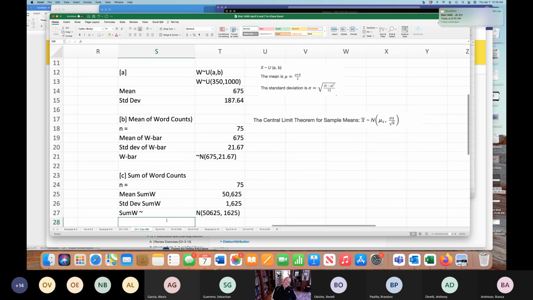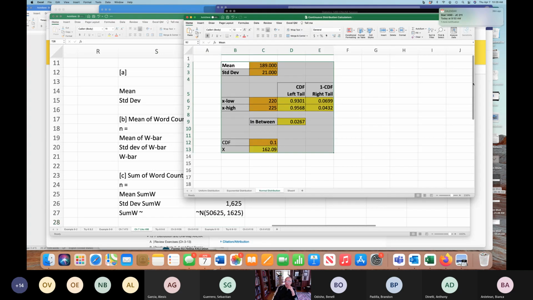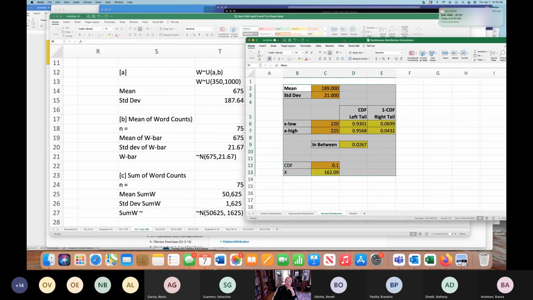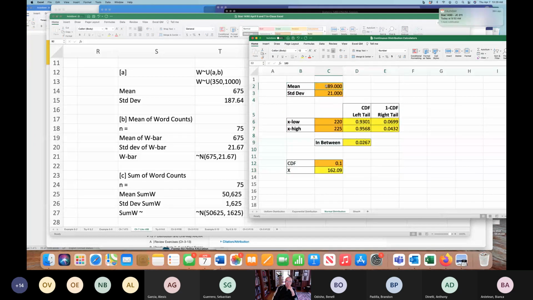Now, if I ask questions about the sum of the length of all the 75 papers or the average of 75 papers, I could use either one of these two distributions. I could go here and put those averages in, right? So let's say I wanted to ask a question about the average length of a paper. So the average length is 675. The standard deviation is 21.67.